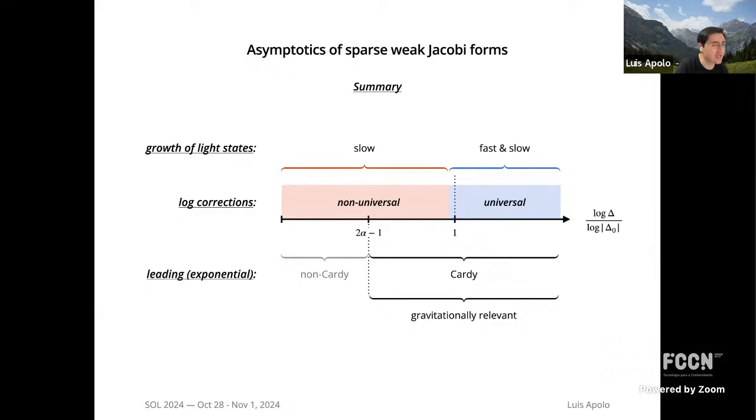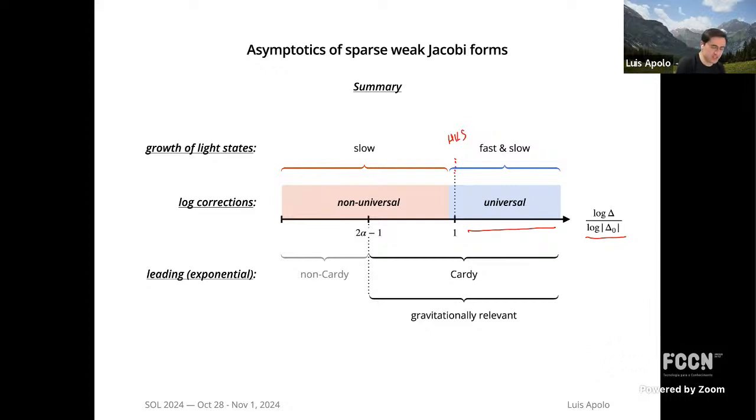Okay, so I've tried to summarize what I've said here, and this looks a bit complicated, but let me try to explain what's going on. So I've plotted the log of delta over delta naught here. HKS is basically this point here. So if you assume that your light states grow fast or slow, and you're in the regime in this line, then you find that your log corrections are universal. They depend only on the index and the degeneracy of ground states.